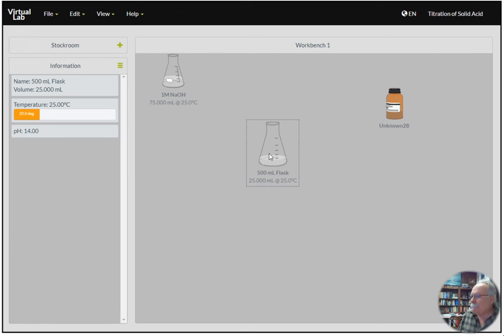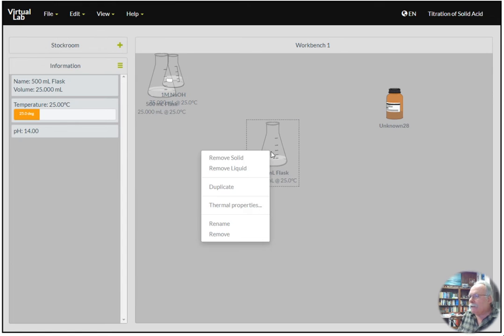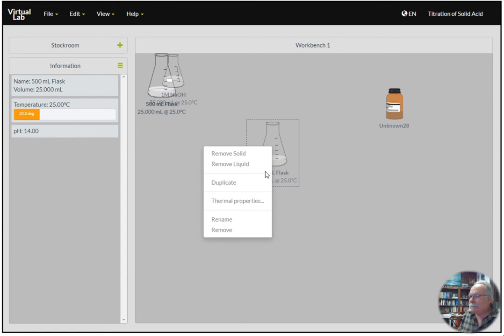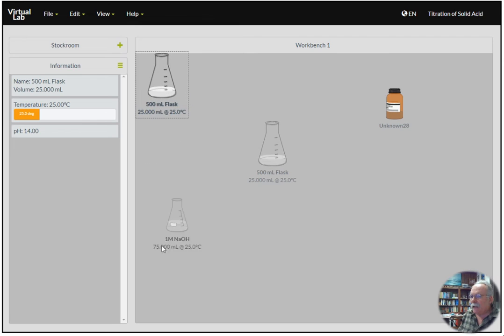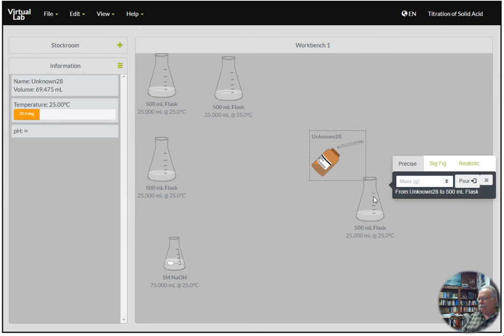Now, I'm going to have to repeat this several times because I don't know how much solid acid is required. So I'm going to right-click, go duplicate, right-click, go duplicate, right-click, go duplicate. Okay, they all jumped on top of each other. I'll just move them over here. So now I've got 4 bottles with 25 mils of 1 molar NaOH, and if I look at it, the pH is 14.